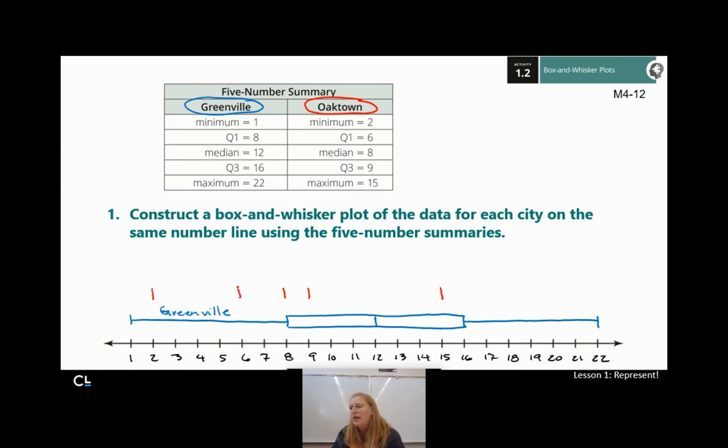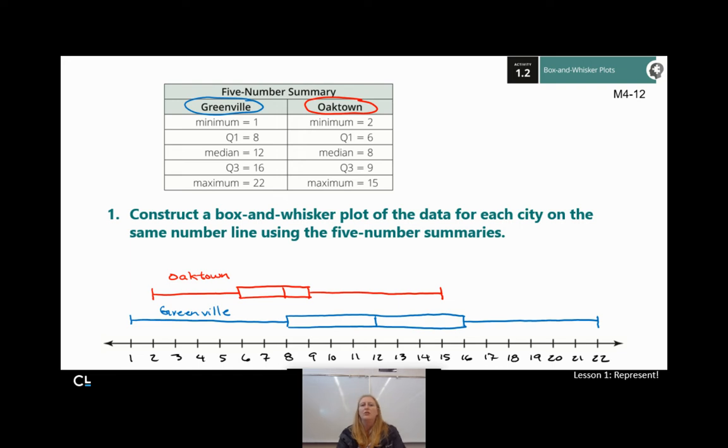15. So again, we'll do a box between our first quartile and our third quartile, and that median gets trapped in the middle. And then we'll do a whisker from the minimum to our first quartile and another whisker from our third quartile all the way up to our maximum. And I just want to make sure I label things. So that is Oaktown.